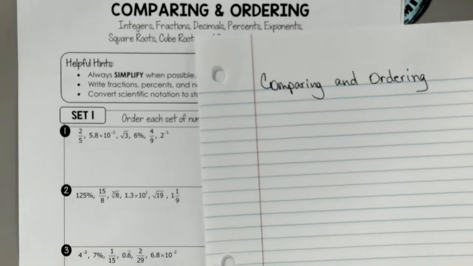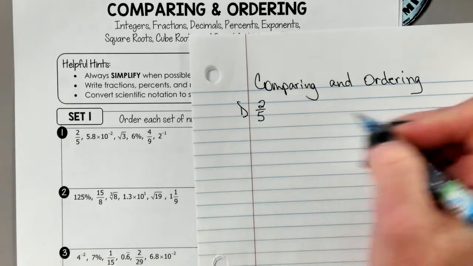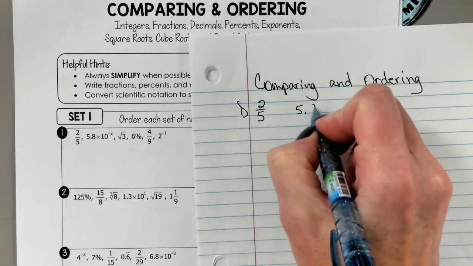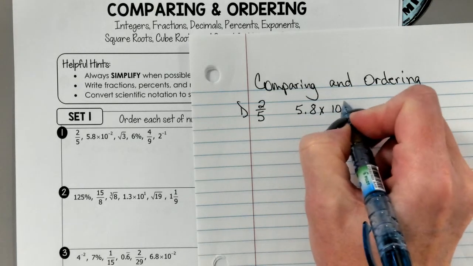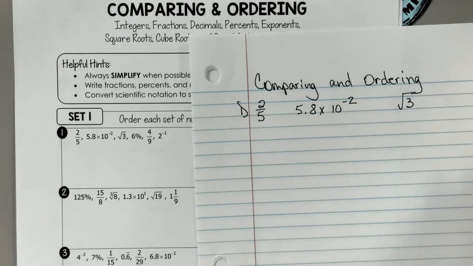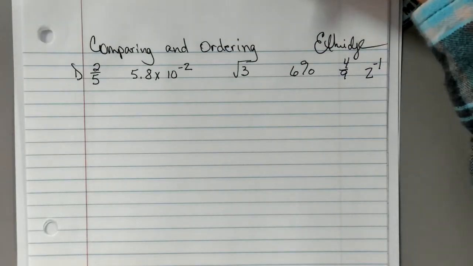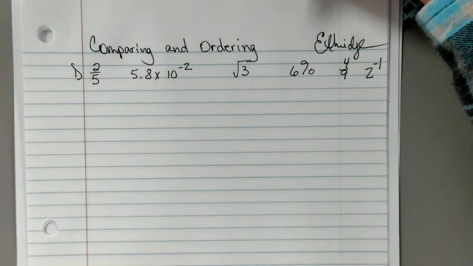When I'm showing my work, I'm just going to write my problem over here. I'm going to put 2/5, 5.8 times 10 to the negative 2, square root of 3, 6%, 4/9, and 2 to the negative 1. Okay, so I've written everything out there. Let me see if I can focus for you.